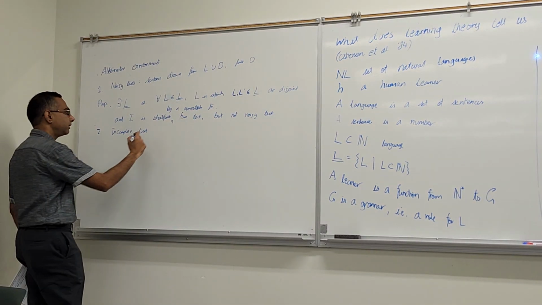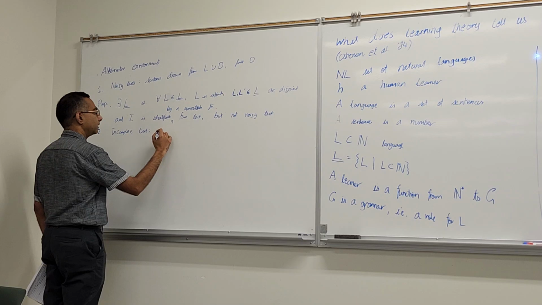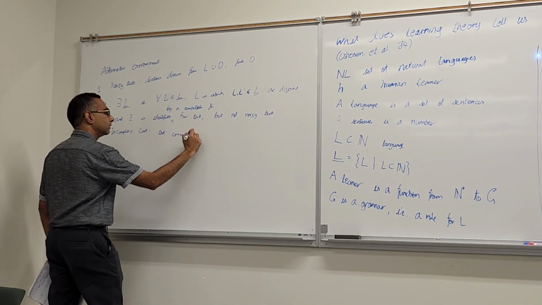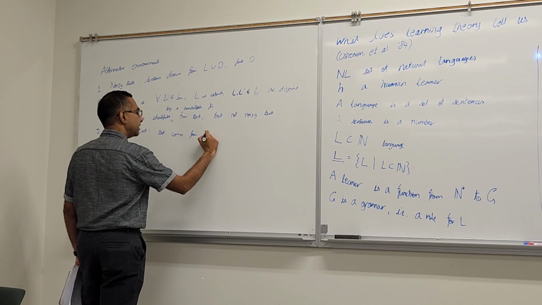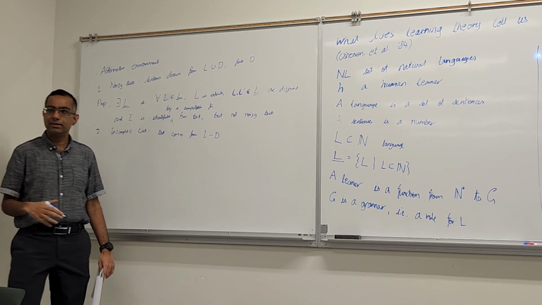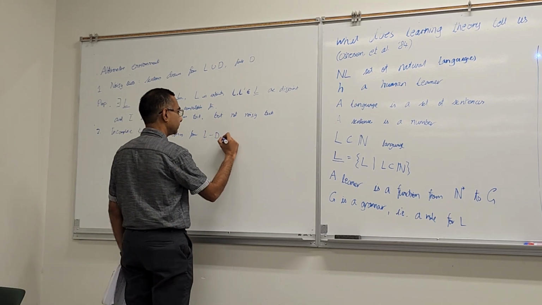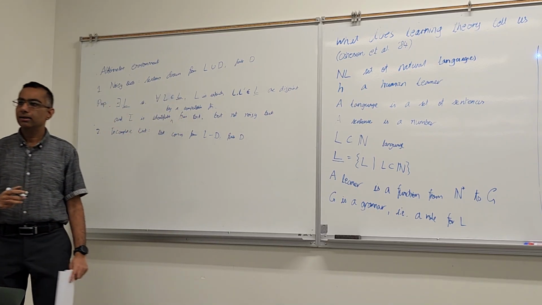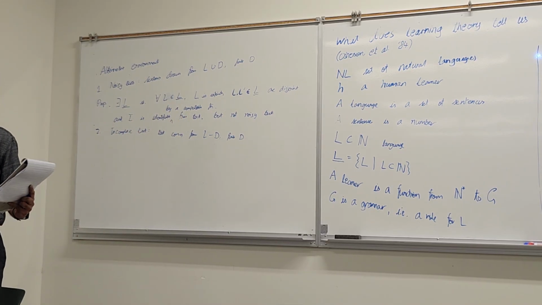And then the second one is incomplete text. This is similar, but the text comes from L minus D, and again, D is finite. So there are some sentences that you're just never going to see, no matter how long you wait, but only finitely many such sentences. So that's incomplete text.